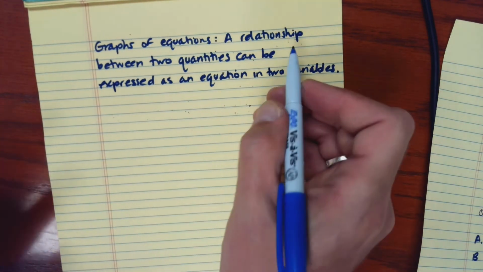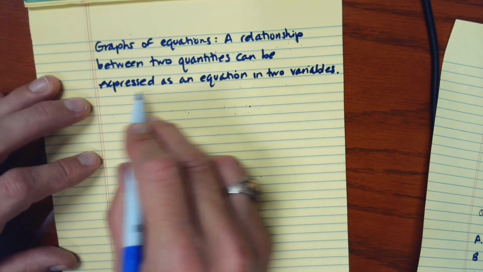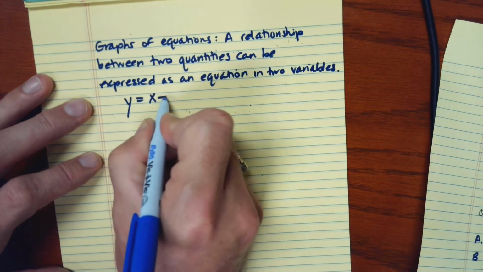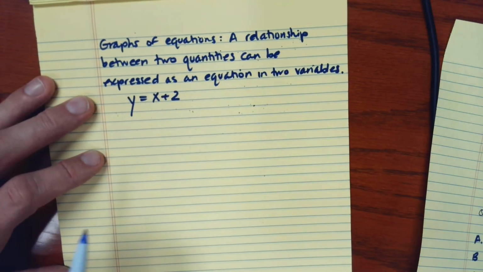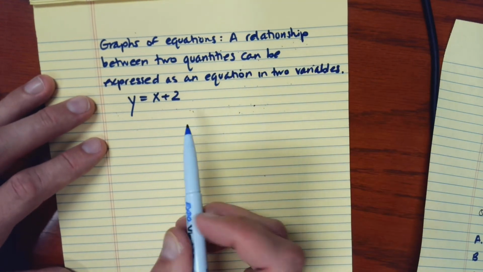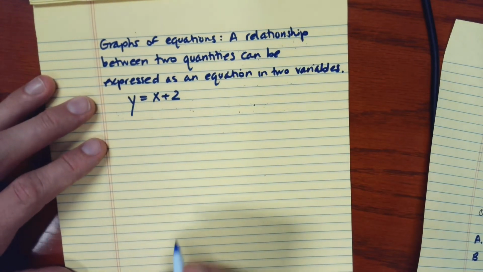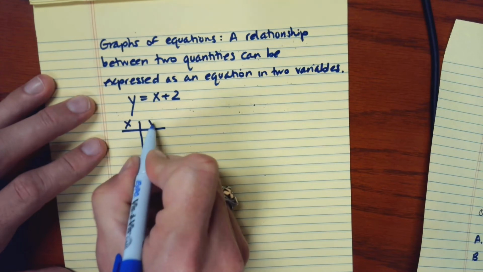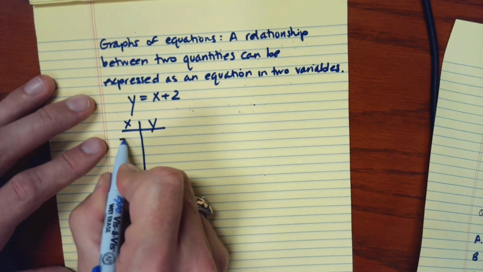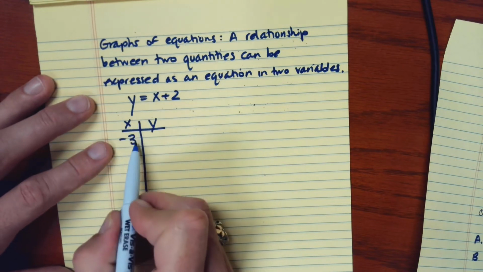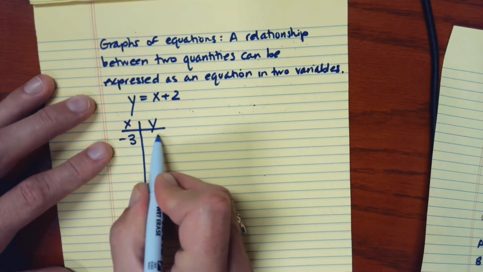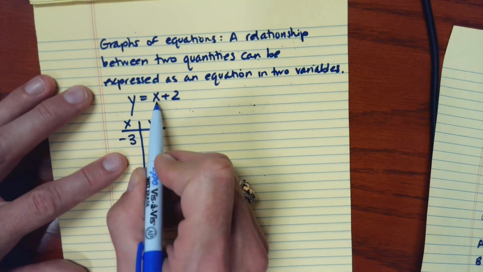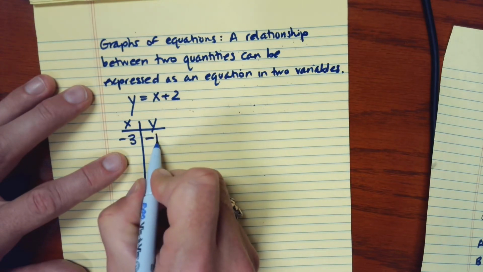So an example of a relationship that's expressed as an equation in two variables could be something as simple as y equals x plus 2. This is an equation that defines a relationship between the two variables x and y. If I want to understand this relationship a little better, I might look at specific values of x and y. For instance, when x is negative 3, what's its partner? What's the y value in this relationship? To find that, I can replace x by negative 3. So negative 3 plus 2 is negative 1.